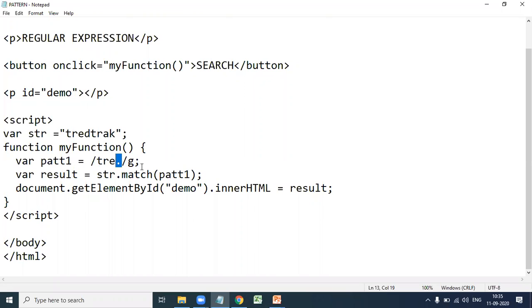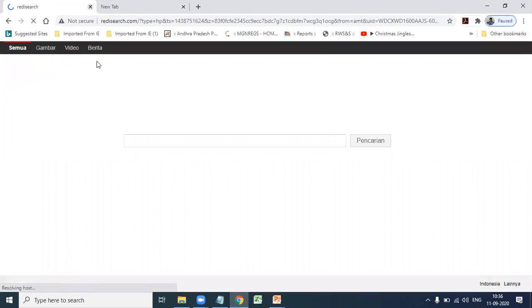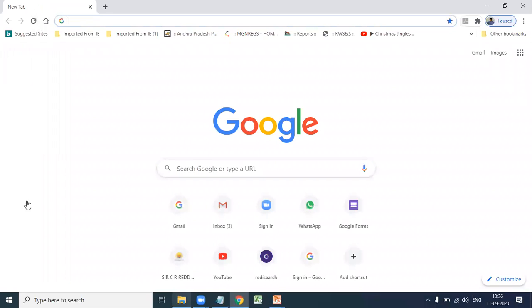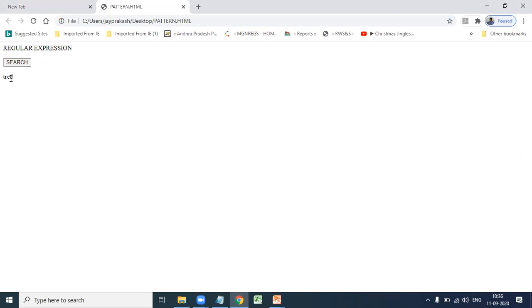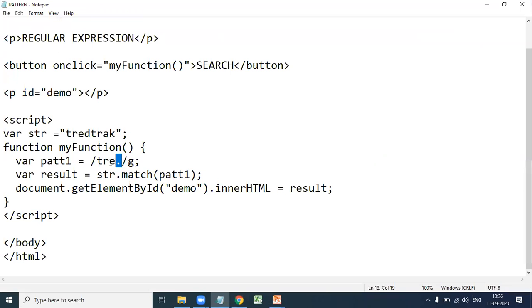What is the match? Let us see the output. See here, TRED. The match is TRE followed by any character, D. The pattern is TRE dot, so in the place of the dot we take D. TRED is the match.